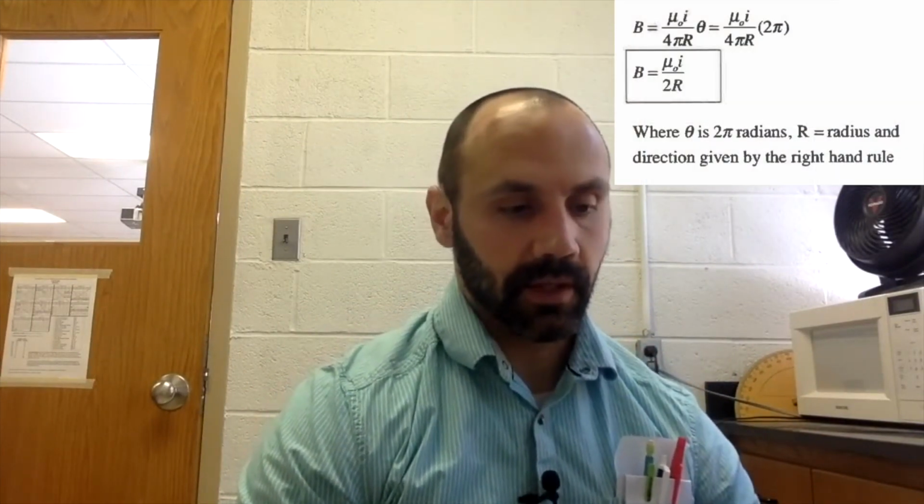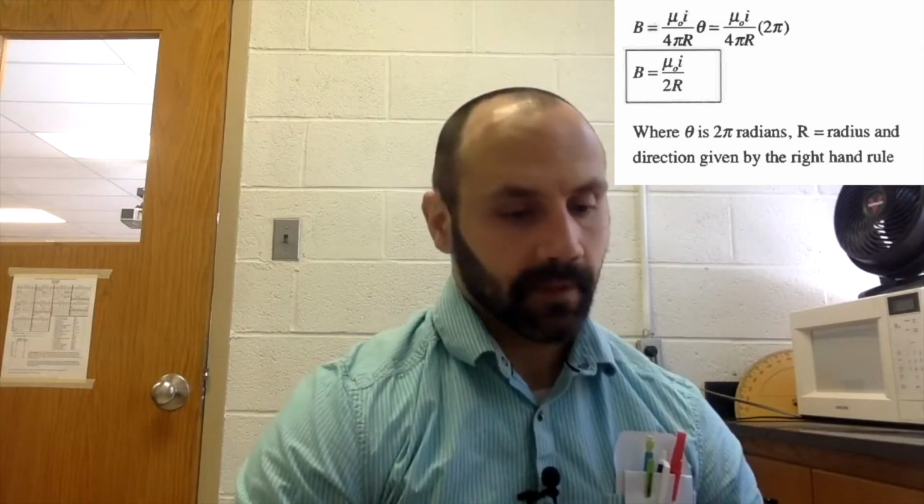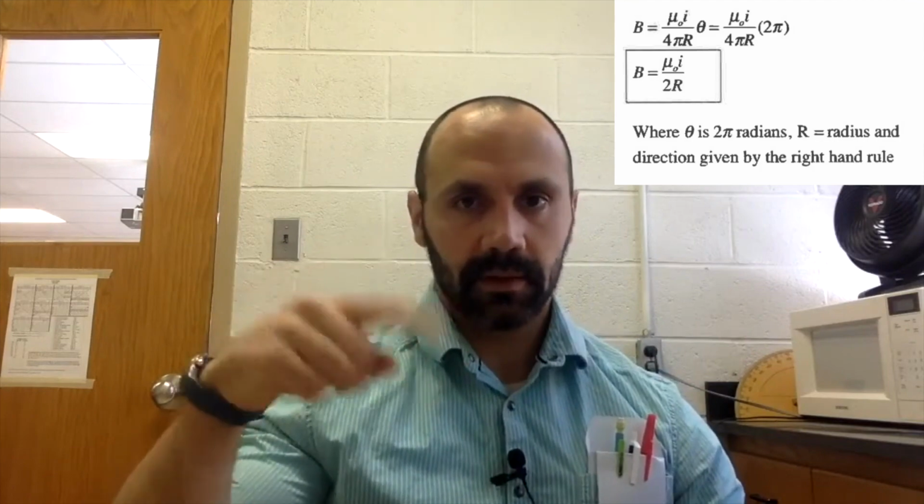If you have a current loop, so that it goes all the way around, then theta ends up being 2 pi, and so it ends up as mu naught I over 2r. And if you have multiple loops, so if you have a wire that's just wrapped around a bunch of times, again, not a solenoid where it looks like a cylinder, but just a circle wrapped around a bunch of times, a coil, then it ends up being mu naught I over 2r times n, where n is the number of loops. You're just taking the formula for one loop and multiplying it by the number of loops.